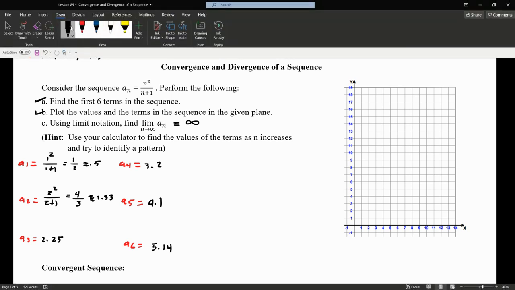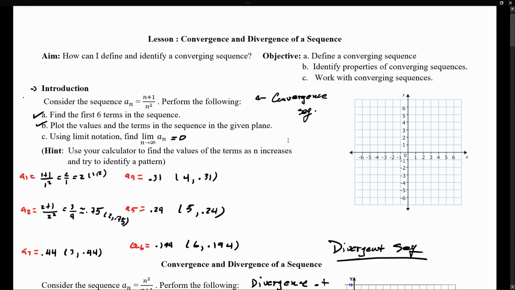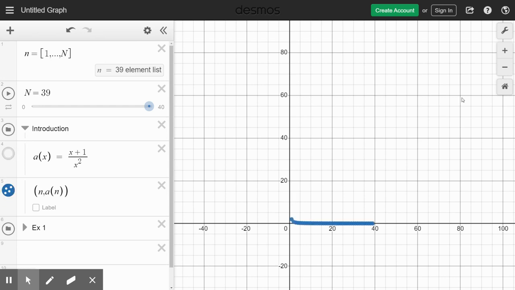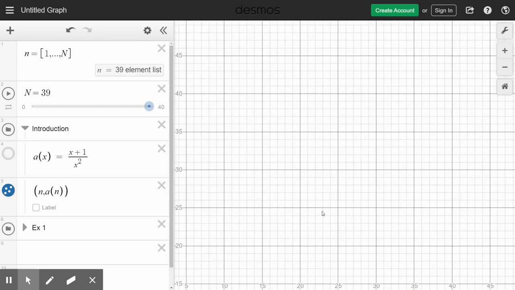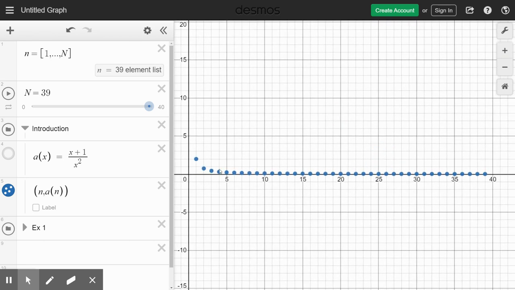And this is an example of what we're going to be referring to as a divergent sequence, whereas a convergent sequence was a sequence that seemed to be approaching a certain value, which in this case, in the introduction question, we seemed to be getting closer and closer to zero. So we're going to say that the sequence converges to zero.